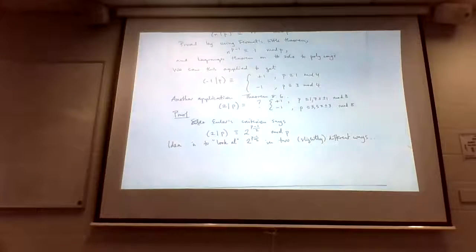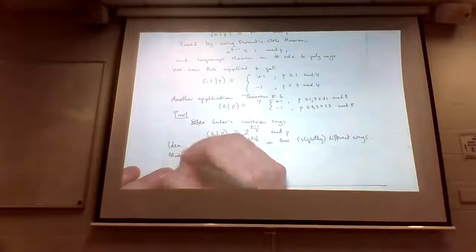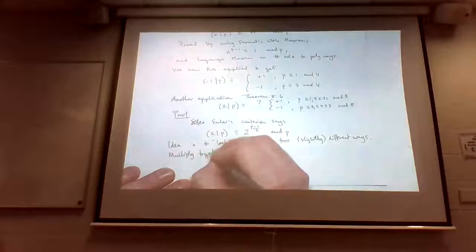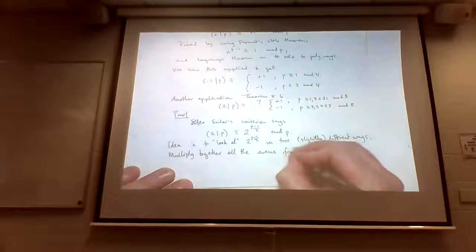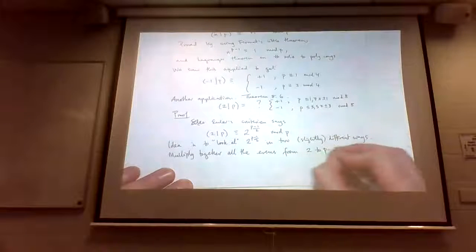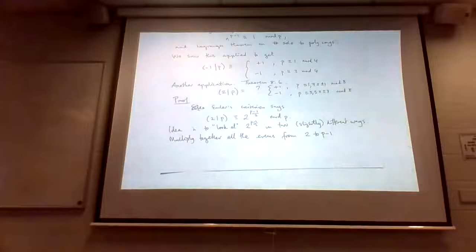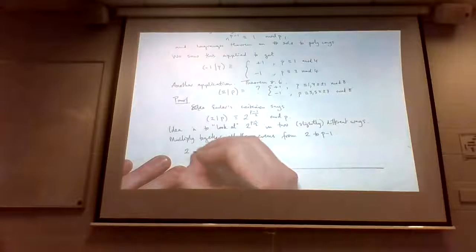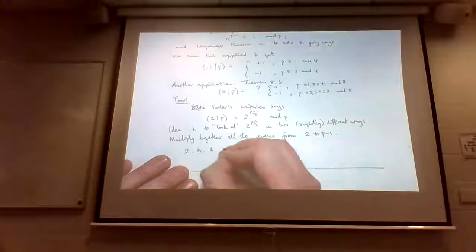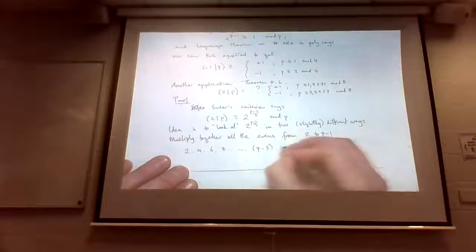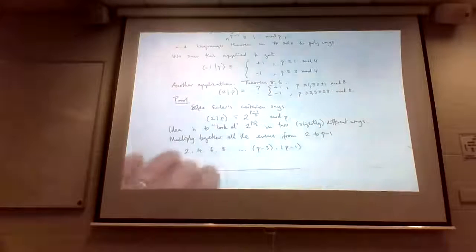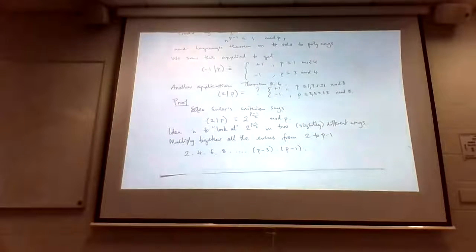The first way to do it, and the way we do it in both cases, is to multiply together all the evens from 2 to P minus 1. Remember, P is an odd prime number, so P minus 1 is even. So we're going to take all the even numbers, 2, 4, 6, 8, and so on, up to P minus 3, P minus 2. Okay, so that's them all multiplied together.